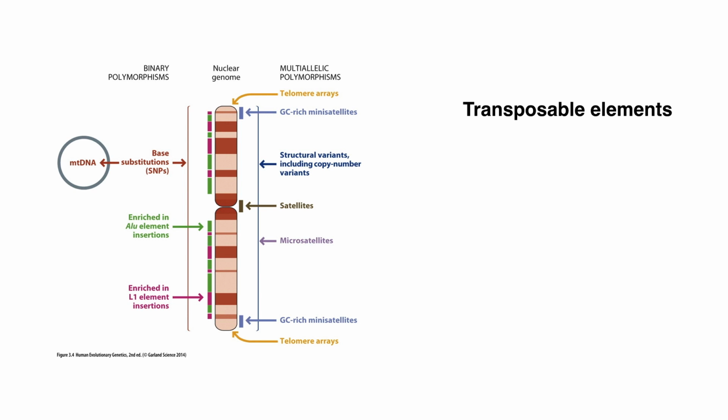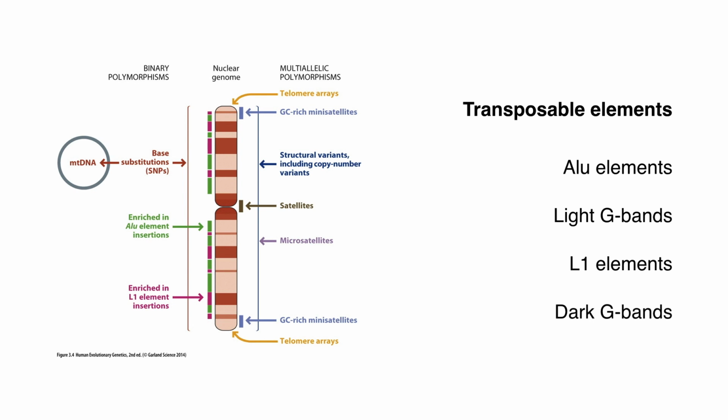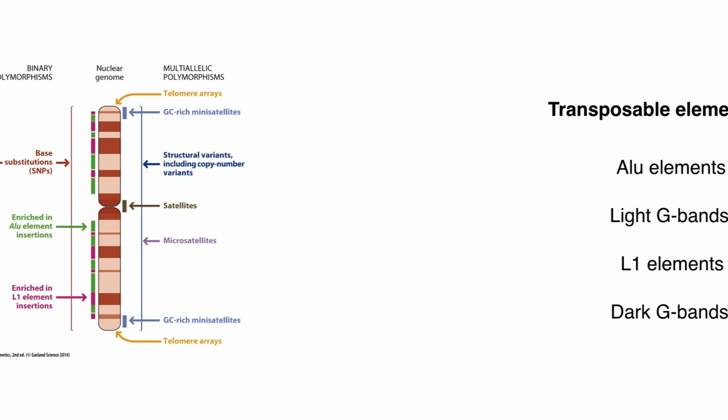Specifically, in the human genome, Alu elements are concentrated in GC-rich regions. These are shown with light G bands, and L1 elements are concentrated in AT-rich regions, which are shown in dark G bands. Recent insertions of both elements are concentrated in the latter regions.